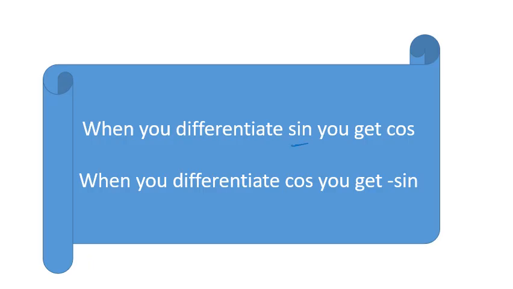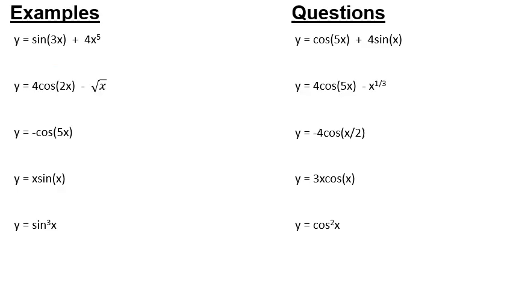So these are the facts you need to memorise. When you differentiate sine, you get cos, and when you differentiate cos, you get minus sine. Here are some more questions, which we'll go through. These are a little bit more complicated.